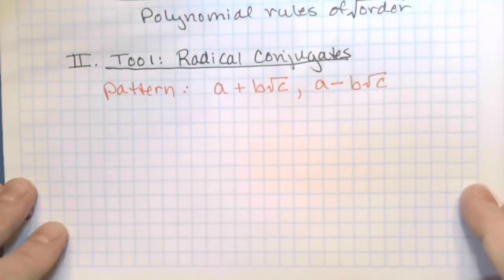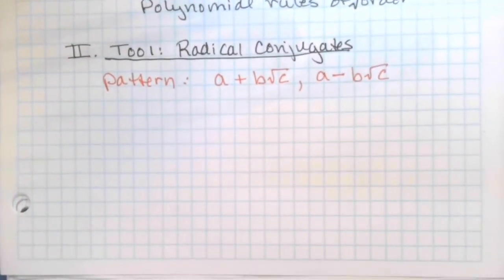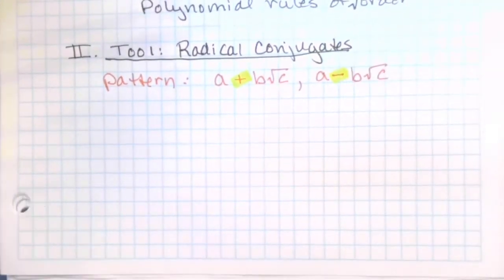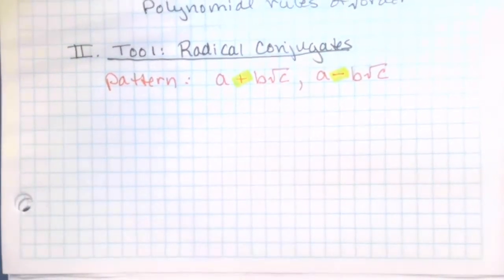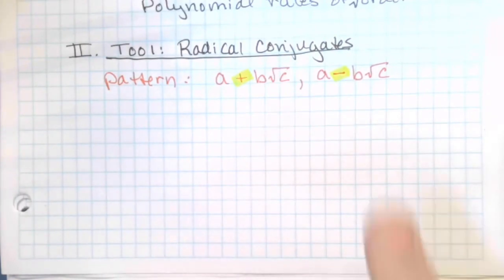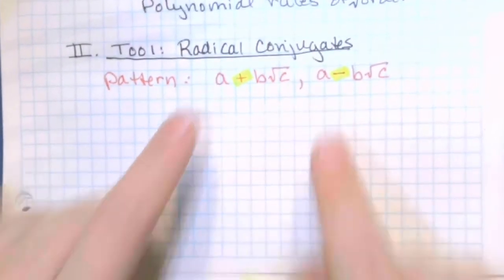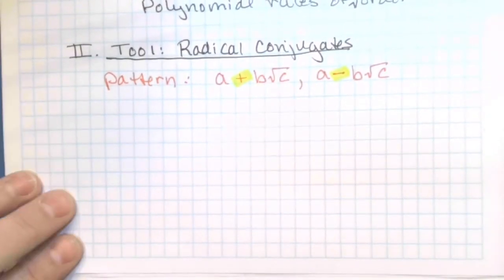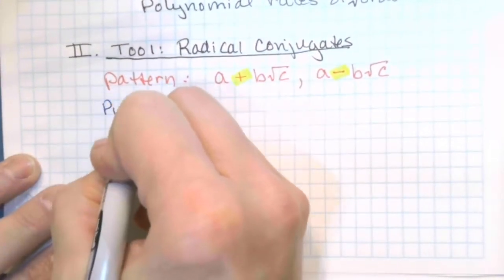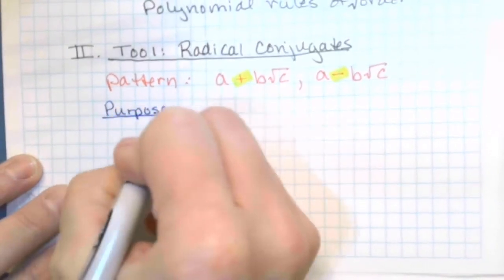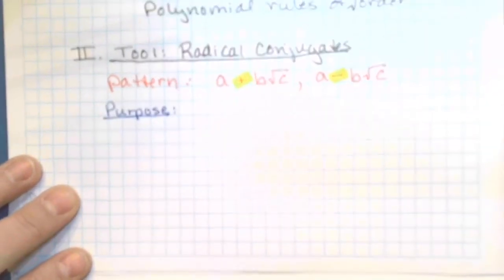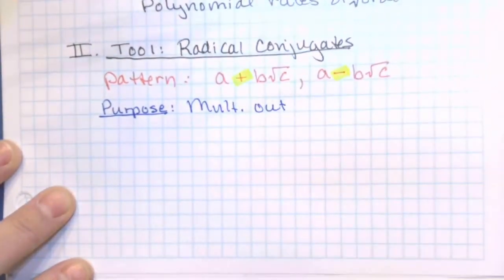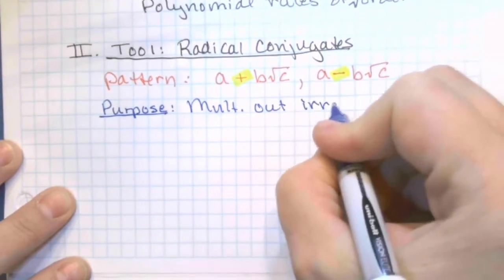The conjugate is identical except for the middle sign. If this one is positive, that one is negative. If this first one is negative, the second one is positive. Notice that in both cases, the a is positive. So the first term doesn't change, just the second term. All right, so the purpose. Why do we want to know conjugates? Conjugates are used to multiply out irrational values.